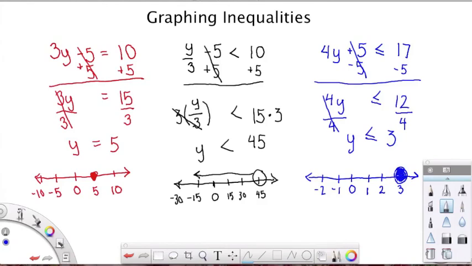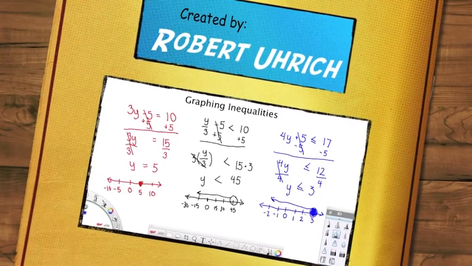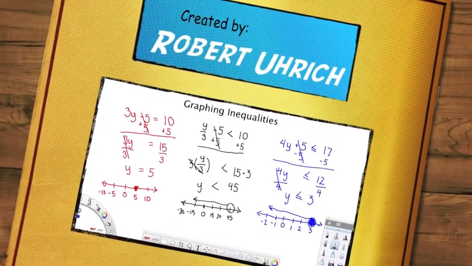That says that y can be equal to 3 because 3, is that less than or equal to 3? Yeah, it's equal to 3, so it's a true statement. But y can also be anything less than that. So I'm going to draw an arrow going off to the left, showing that it can also be any value less than 3, as well as 3. And there you have it.